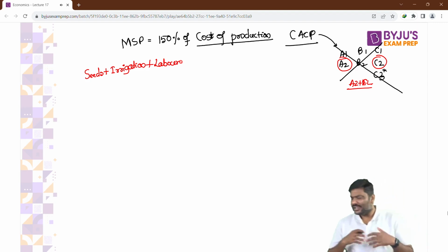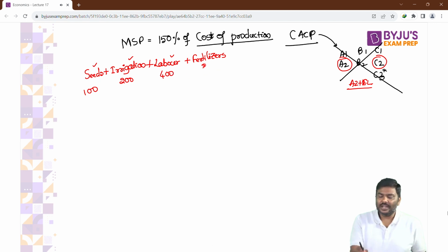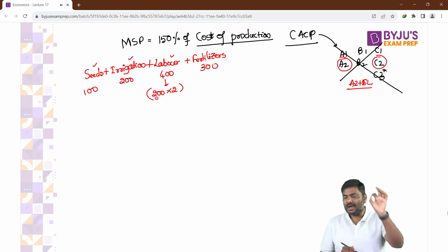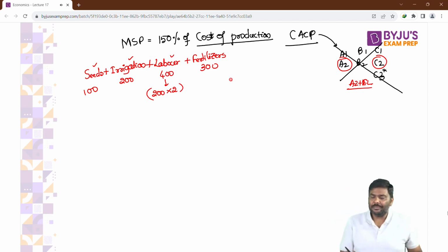Right? And let's say hypothetical numbers: seeds, irrigation, labor plus fertilizers. I will throw in arbitrary numbers here just to make you understand. Imagine the cost was seeds 100 rupees, irrigation 200 rupees, labor 400 rupees, and fertilizer 300 rupees. And I'll take a very simple number here. Imagine I will use 2 units of labor, 2 people per day, I'm paying 200 each. That will become 200 into 2. So now please do let me know, can I say the sum total of all of this is 1000 rupees?